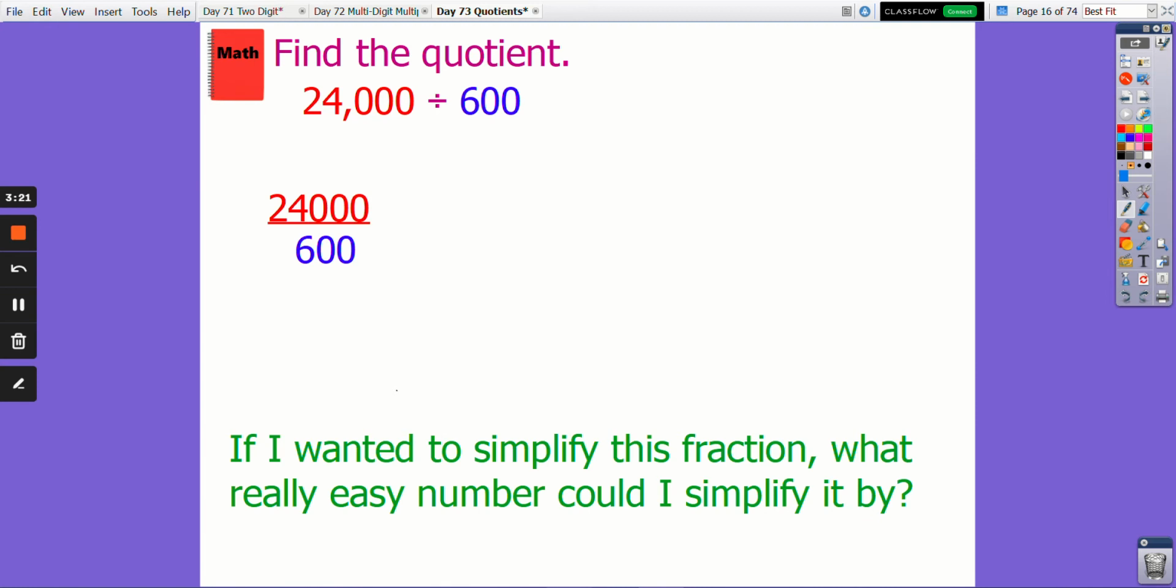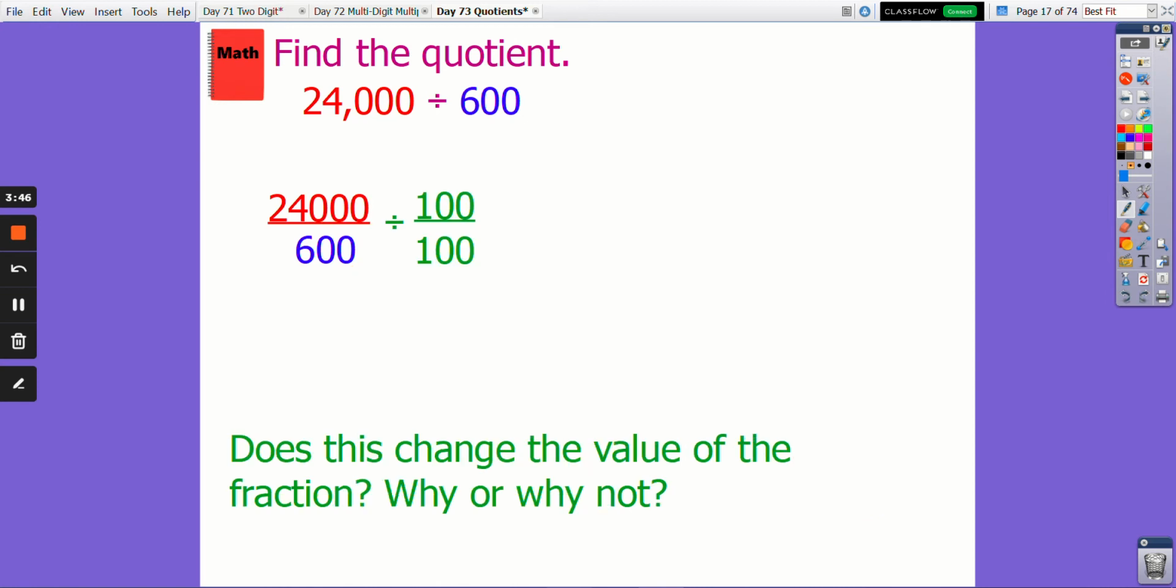Think about this. If we were going to simplify this, what could we divide into both our numerator and our denominator to make those numbers more manageable? Let's look at our zeros, because in this lesson we're talking about powers of 10. We have 2 zeros down here and 3 zeros up there. So we're going to divide by 100 to simplify this a little bit. We've got 2 zeros, so we move it over, and now we have 240 divided by 6.